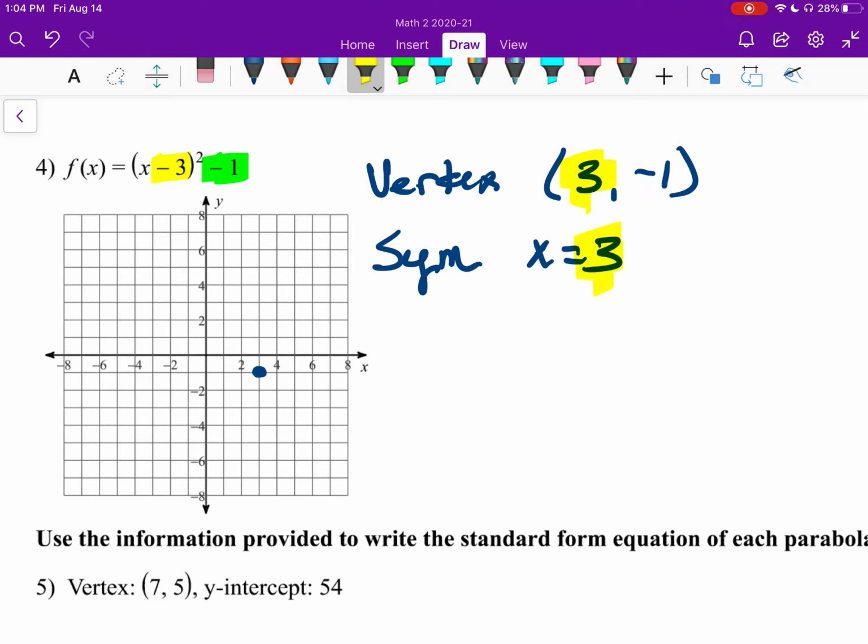Ooh, let me go back and talk about stretching and shrinking. There's nothing in front of the parentheses there, so it's just going to be a plain old parabola that's facing up. So whenever I graph it, I can go up 1 over 1 and then up 3 over 1.